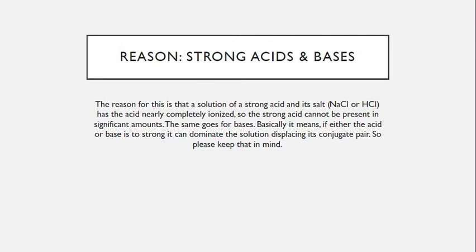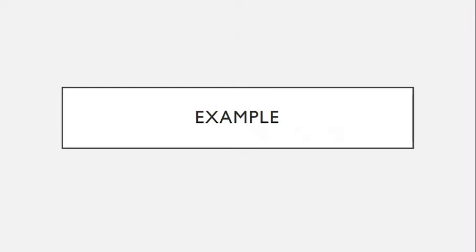The reason for this is that in a solution of a strong acid and its salt, the acid is nearly completely ionized, so the strong acid cannot be present in significant amounts. The same goes for bases. Basically, it means if either the acid or base is too strong, it can dominate the solution, displacing its conjugate pair. So please keep that in mind.